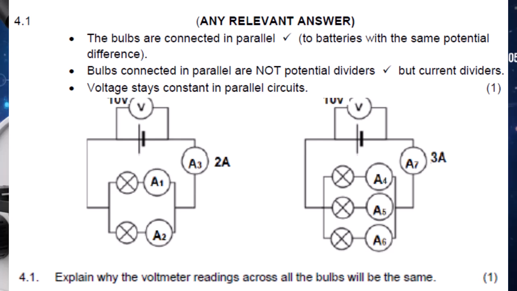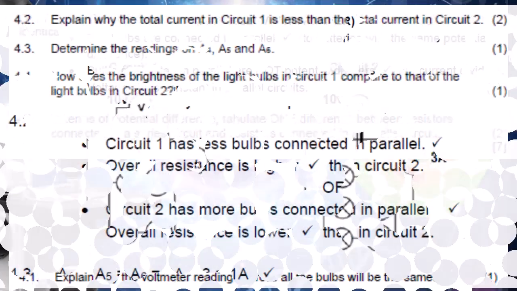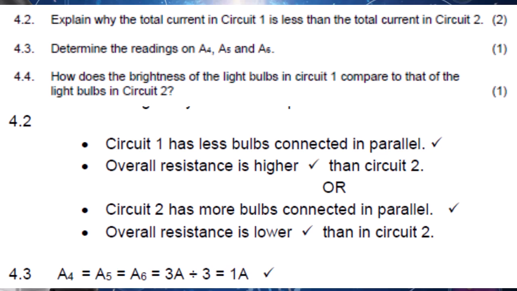Okay. Now Q4.2. This is often a tricky concept. Circuit 2 has more bulbs in parallel than circuit 1. The question notes that the total current coming from the battery is higher in circuit 2. Why? It feels like more bulbs should mean more resistance.